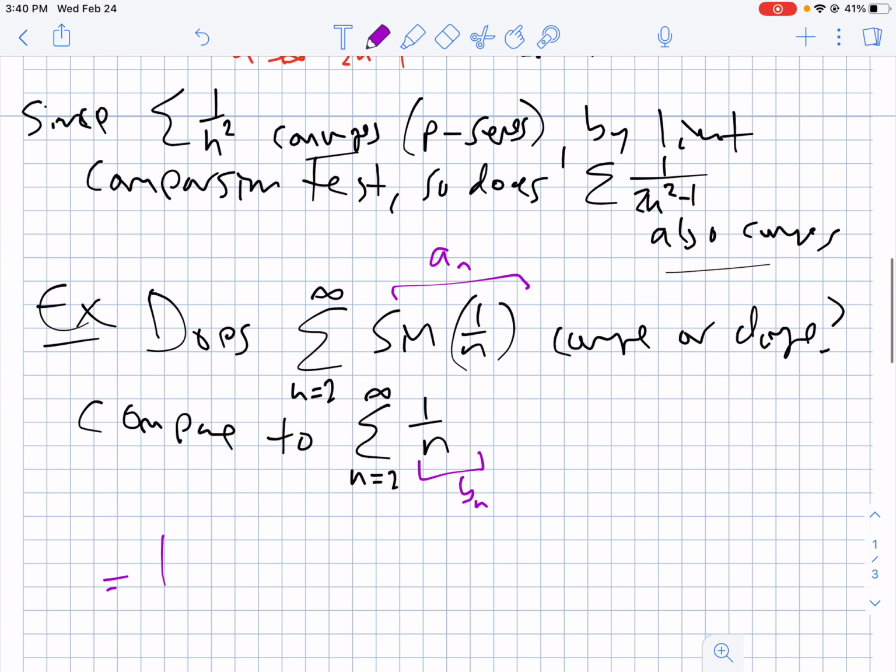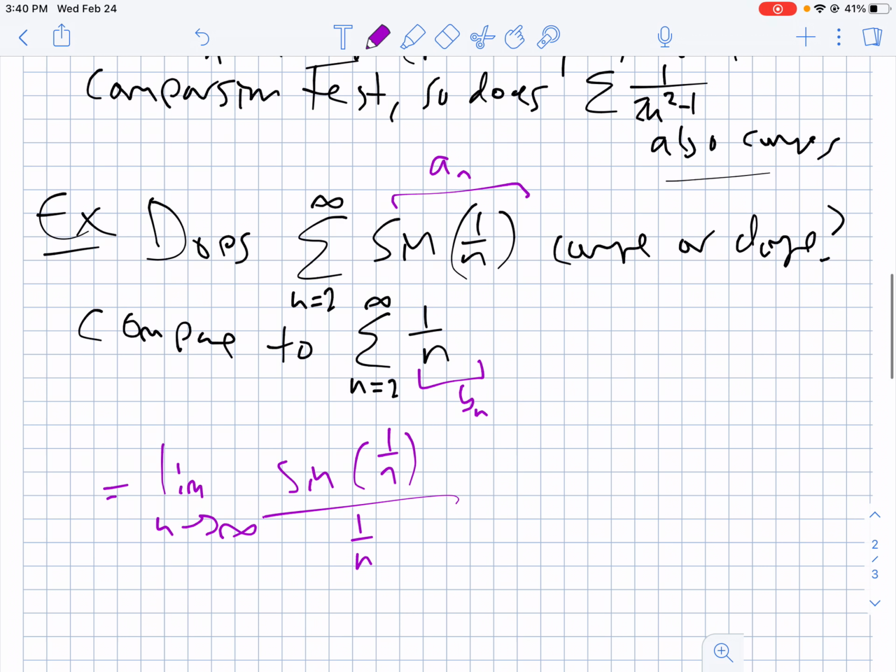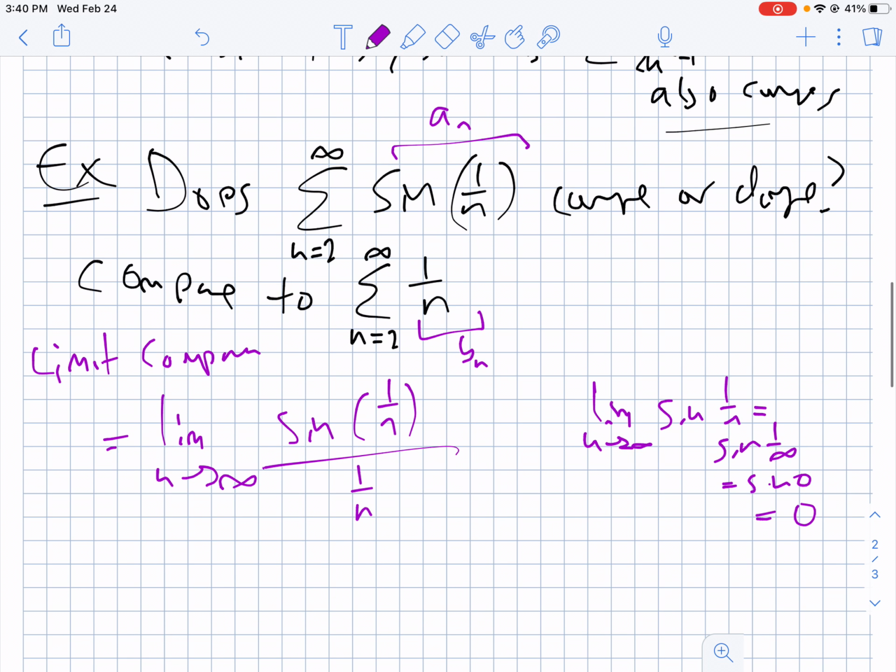So this just becomes the limit as n goes to infinity of sine of 1 over n divided by 1 over n. Okay, now we're using the limit comparison test, so let's go ahead and take the limit of the top and the bottom separately. When we take the limit as n goes to infinity of sine of 1 over n, that goes to sine of 1 over infinity, which is the sine of 0, which of course is just 0. If you do the limit on the bottom, the limit as n goes to infinity of 1 over n, which is 1 over infinity, which of course is 0. Okay, so we'll go ahead and use L'Hopital's on this.